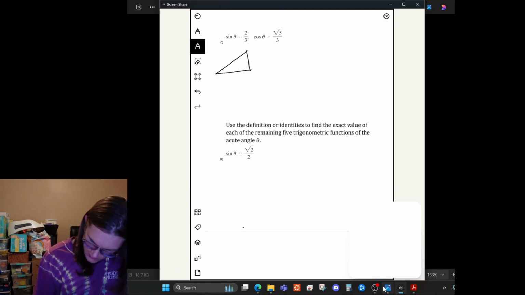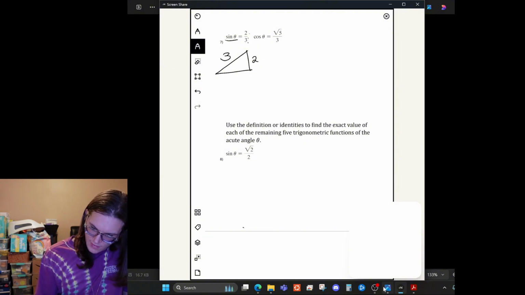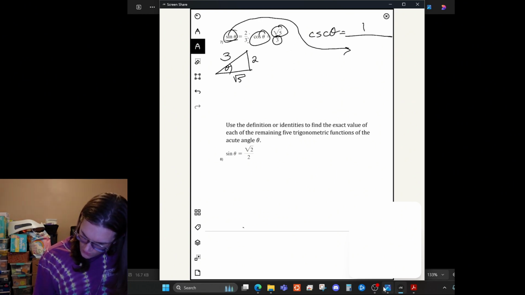And so 7 here. So we're going to build our triangle. Sine of theta is 2 over 3. So it's 2 over 3. Cosine of theta is root 5 over 3. So it's root 5 on the adjacent side over 3, hypotenuse. Cool. We have the triangle. Easy. Cosecant. Okay. We're going to put down here 1 over this. So 1 over 2/3 is 3/2.